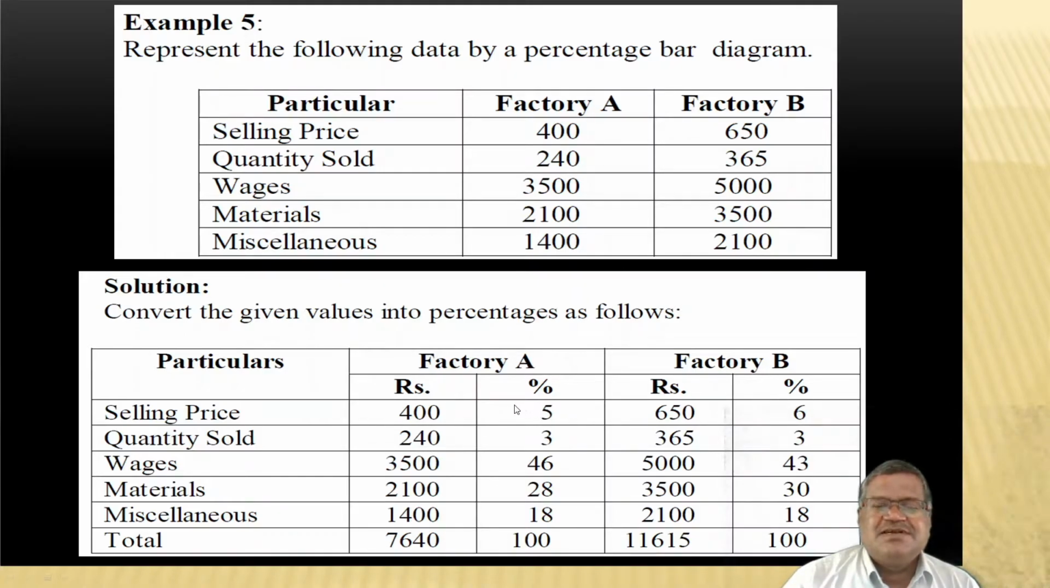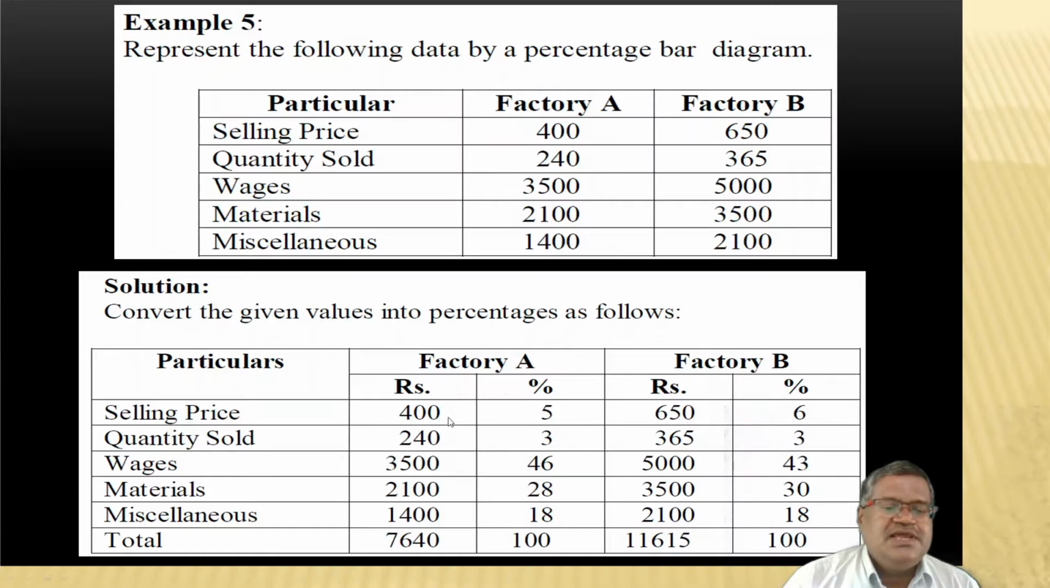The percentage. The conversion of items into percentage is item divided by total of items into 100 gives us the percentage of a particular item. Here for selling price, 400 by 7640 into 100 gives us 5%. This is 240 by 7640 into 100 gives us 3%.